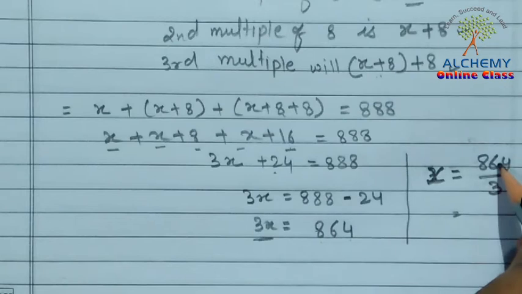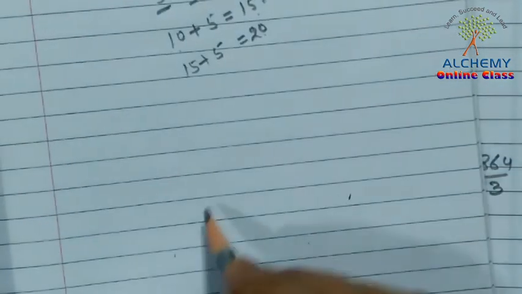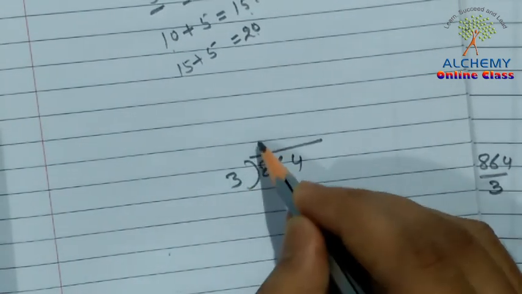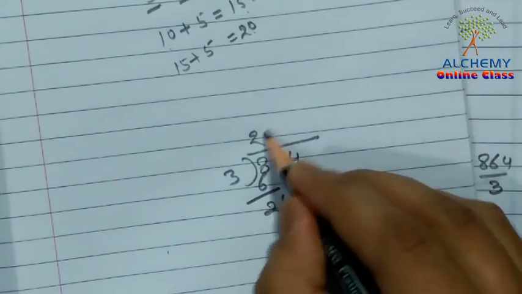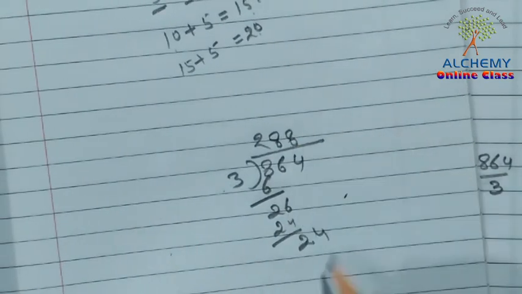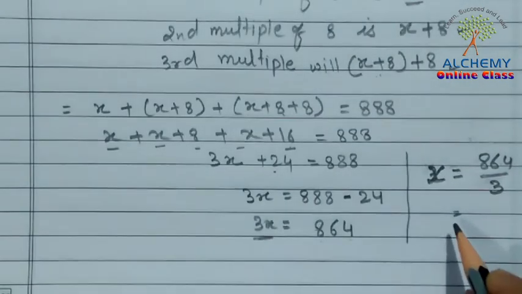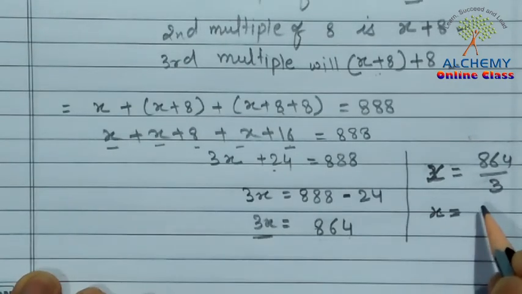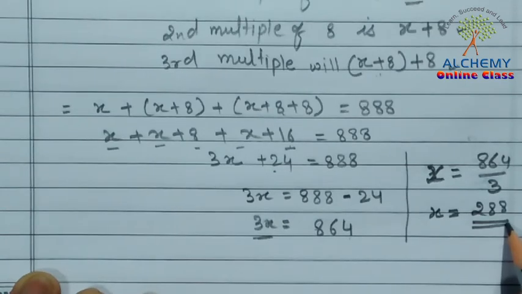So when we divide this 864 by 3, let's find the result. 864 is divided by 3. 3 2s are 6. 3 8s are 24. 3 8s are 24. We get here 0. Okay, the value of x we got here is 288. That is the first multiple of 8.